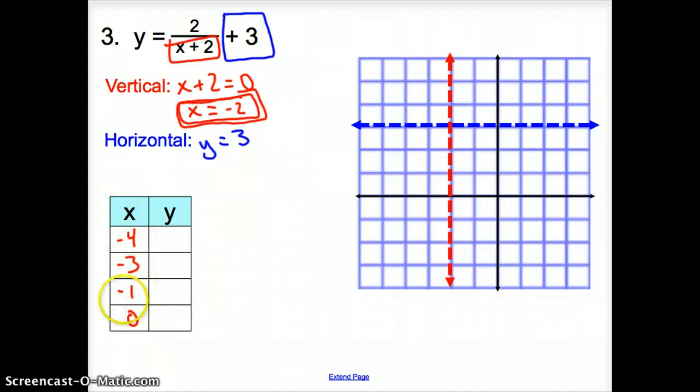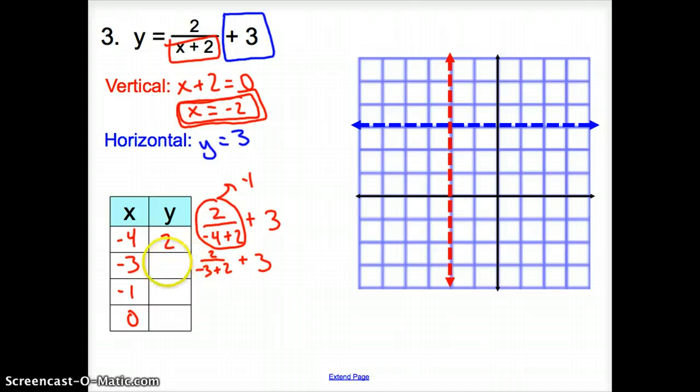Ladies and gentlemen, we are plugging these numbers in for x. So it is 2 over negative 4 plus 2 and then plus 3. Be very careful, ladies and gentlemen, when you plug this into your calculator, so that plus 3 is outside the fraction. Here, this turns into a negative 1, so it's negative 1 plus 3 to give us 2. Then again, we keep going with the negative 3, so it's 2 over negative 3 plus 2, and then outside is plus 3. This turns into a negative 2 plus 3, which is 1.